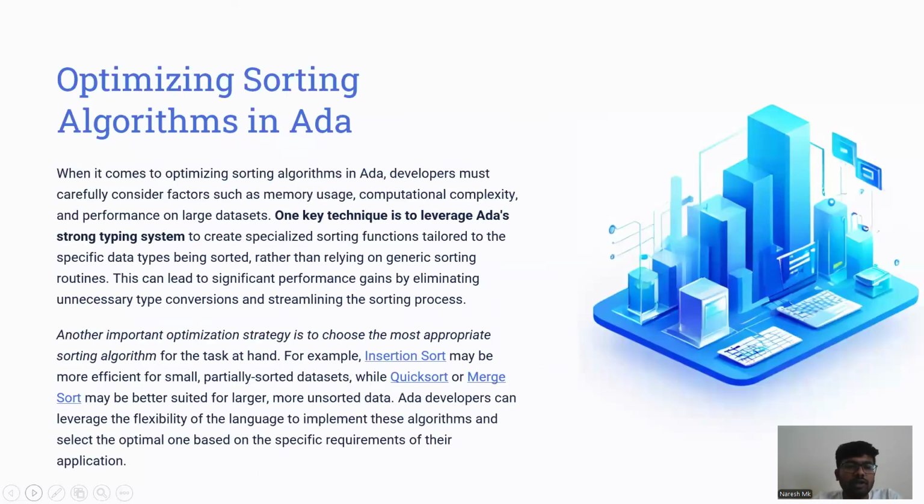Optimizing sorting algorithms in ADA. When it comes to optimizing sorting algorithms in ADA, developers must carefully consider factors such as memory usage, computational complexity, and performance on large data sets. One key technique is to leverage ADA's strong typing system to create specialized sorting functions tailored to the specific data types being stored, rather than relying on generic sorting routines. This can lead to significant performance gains by eliminating unnecessary type conversions, streamlining the sorting process.